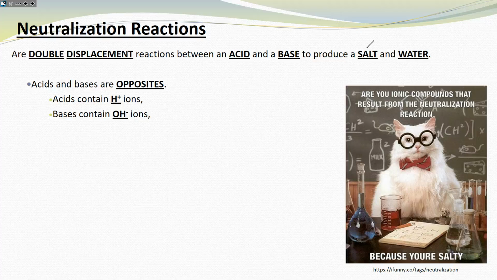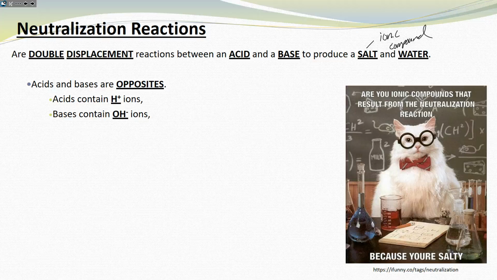Basically, a salt is an ionic compound. That's pretty much anything that's an ionic compound, metals and nonmetals, you can call it a salt. That's the technical term in chemistry. We are just familiar with a specific type of salt called table salt, known as sodium chloride.